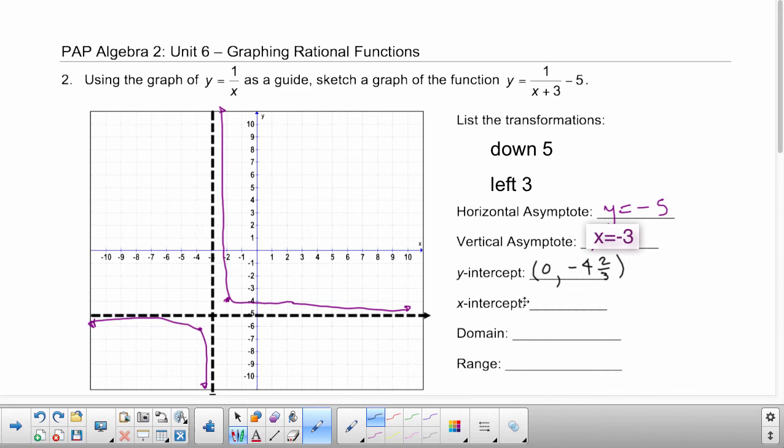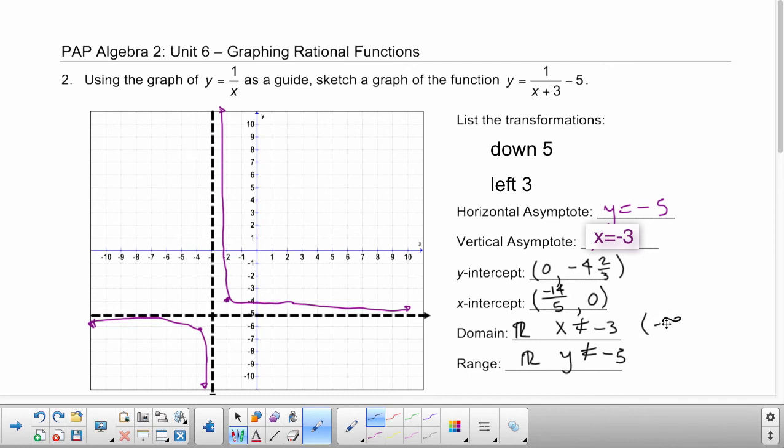The x-intercept is when our y is equal to 0. So likewise, we go over to our function, plug in 0 for y, and solve for what x would be. When you do this, you find that x equals -14 over 5, and that's when y equals 0. Our domain, all real numbers, x is not equal to -3. All real numbers, y is not equal to -5.